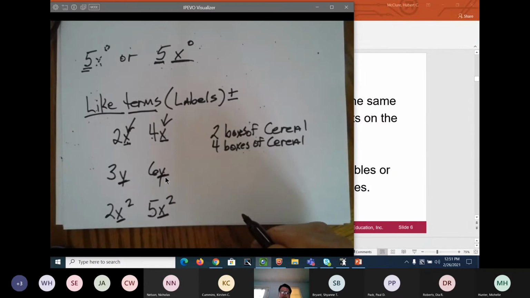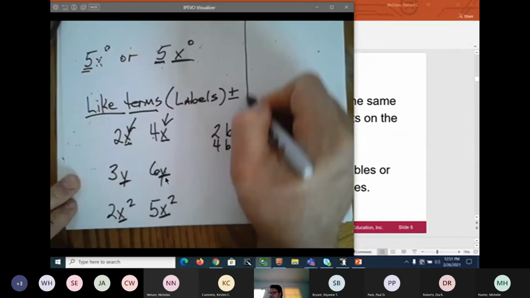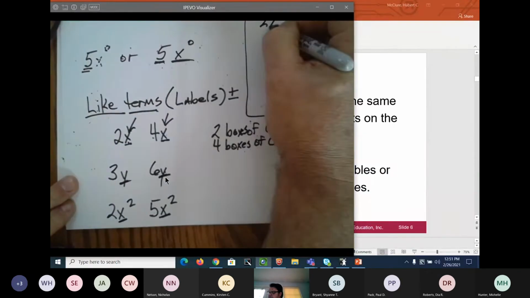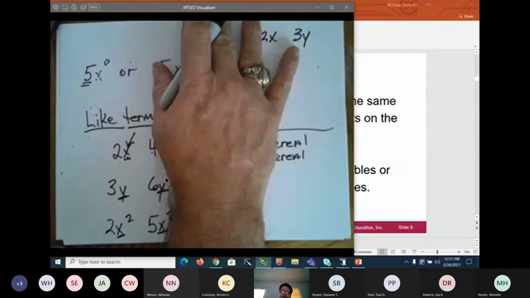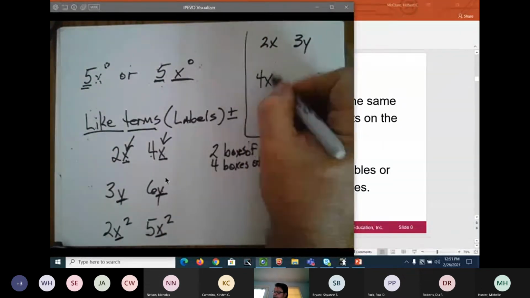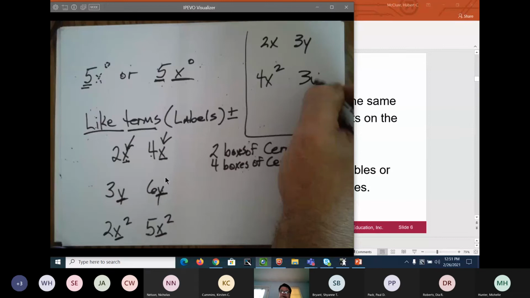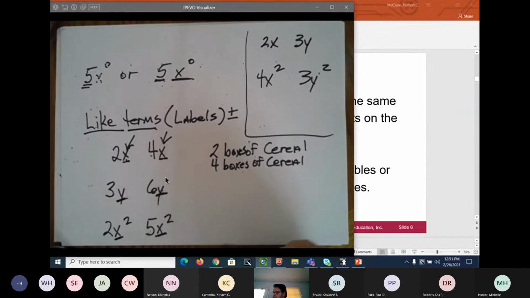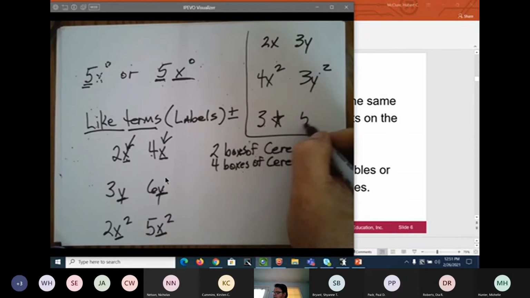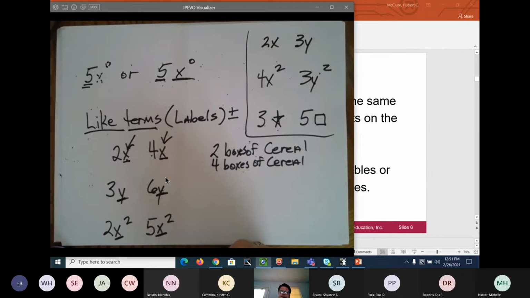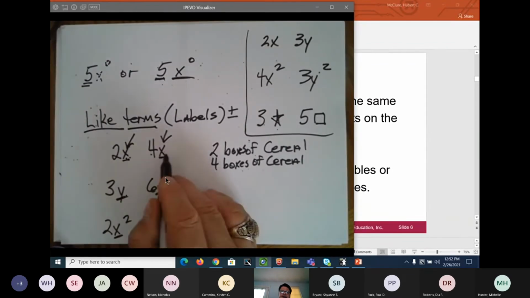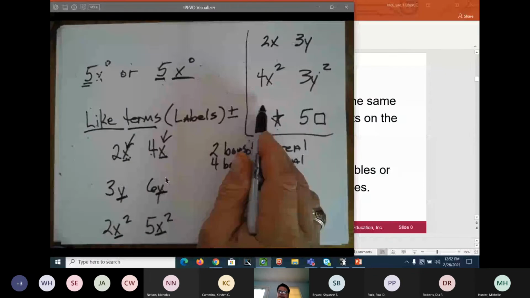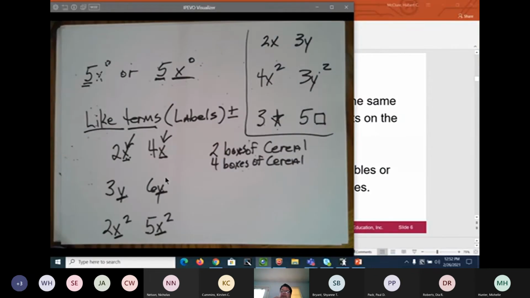Same thing with multiplying, but I don't want to do that with multiplying. I just want to do it with addition and subtraction. So these are terms, and unlike terms would be pretty much self-explanatory. 2x and 3y. Those are unlike terms. 4x squared and 3y squared. Those are unlike terms. 3 star and 5 box. Those are unlike terms. So you always look at the variables as far as the application of like terms and unlike terms.